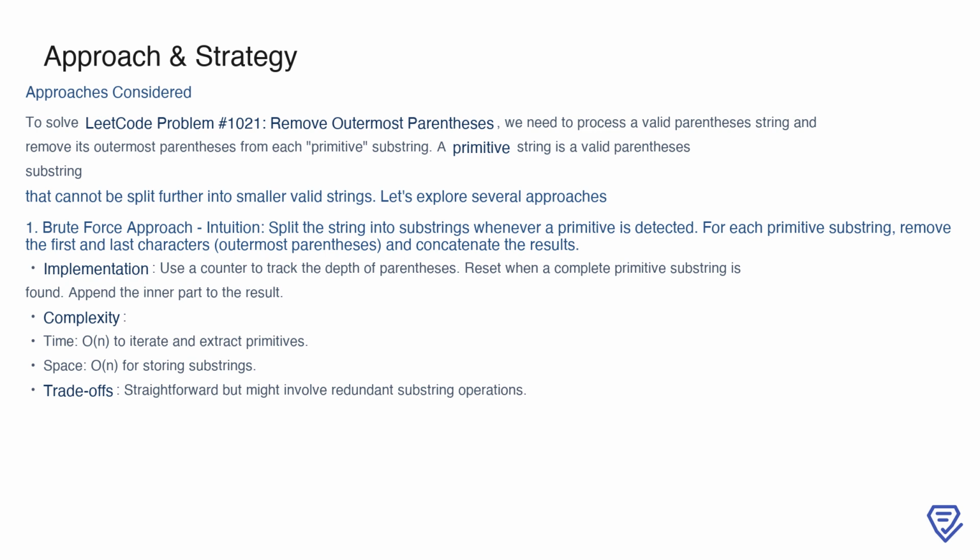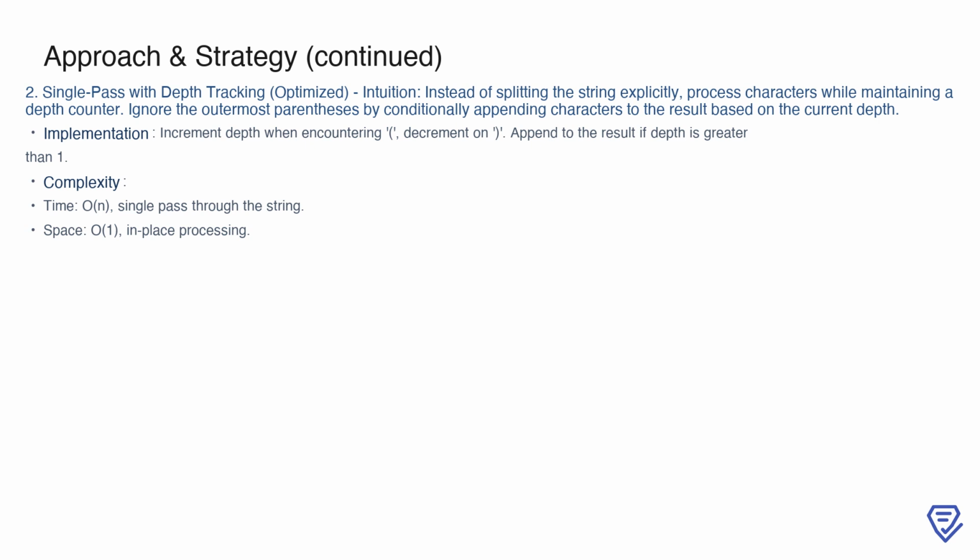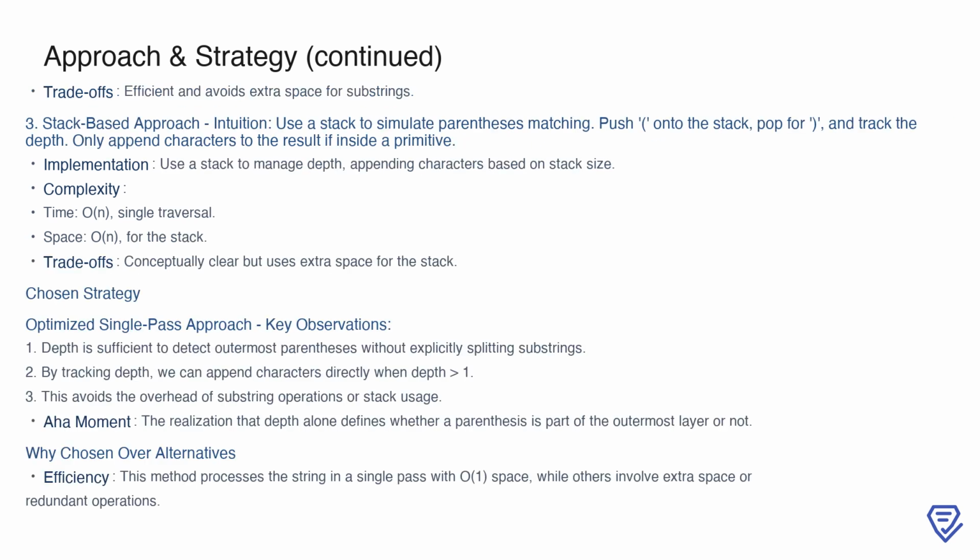While this approach is straightforward and operates in O(n) time complexity, it introduces some inefficiencies due to redundant substring operations and requires O(n) extra space. Alternatively, we explored an optimized single-pass approach that processes the string while tracking the depth of parentheses. Instead of explicitly splitting substrings, we can ignore outermost parentheses by only appending characters to the result when the depth is greater than 1. This method is highly efficient, operating in O(n) time with O(1) space, as it avoids additional memory usage for substrings.